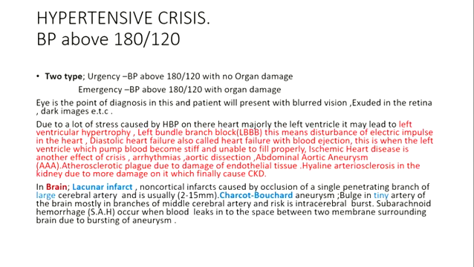A patient who has hypertensive crisis will present with blurred vision, exudates in the eyes, with dark images. So those are the things you will have in dilated pupils. So those are the things you will have in a patient with hypertensive crisis. And then the effect of this hypertensive crisis is really serious.